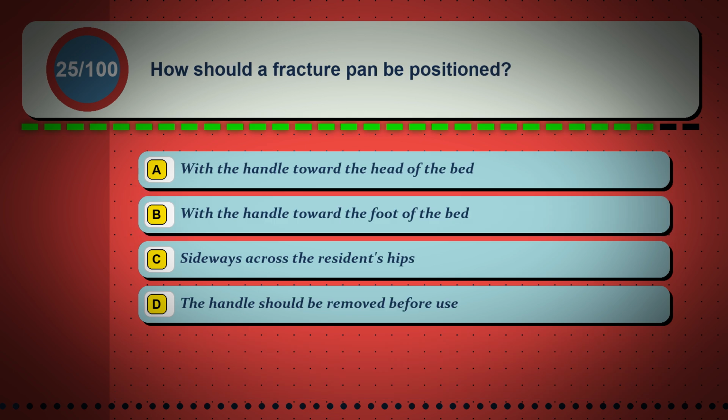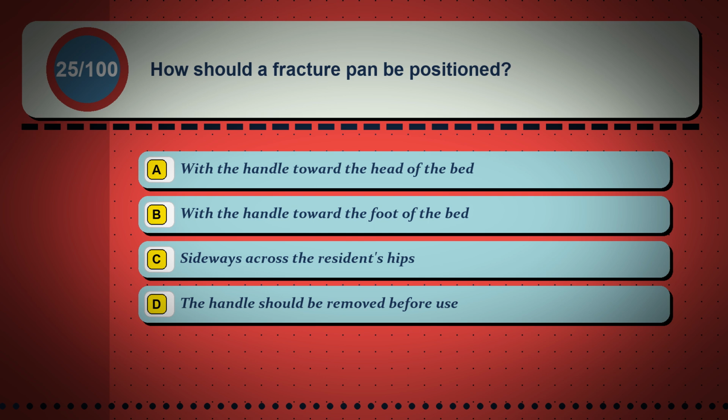Question 25. How should a fracture pan be positioned? Option A. With the handle toward the head of the bed. Option B. With the handle toward the foot of the bed. Option C. Sideways across the resident's hips. Option D. The handle should be removed before use.